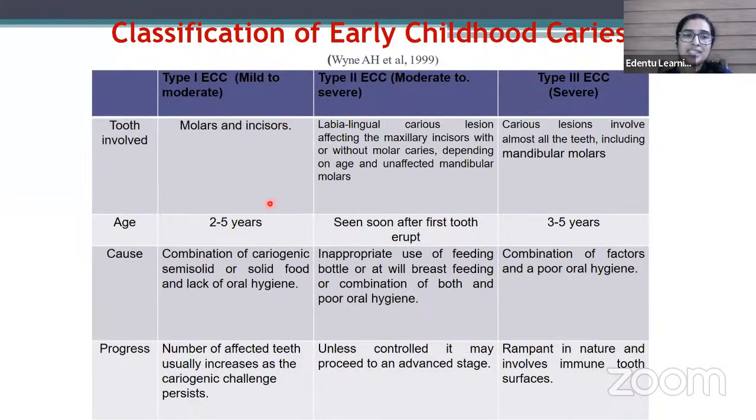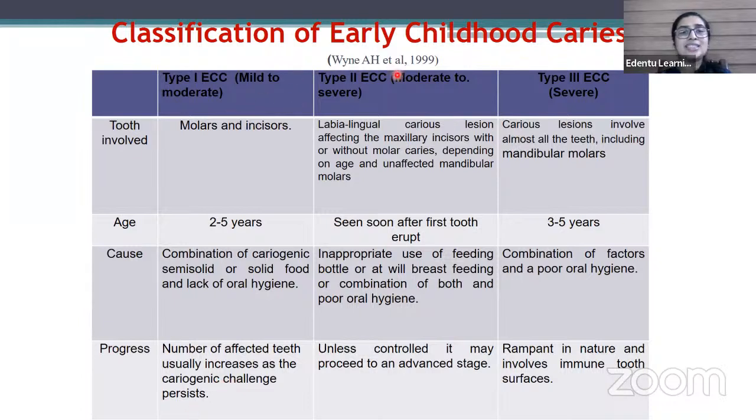Age is 2 to 5 years, and the cause is a combination of cariogenic semi-solid or solid food and a lack of oral hygiene. Talking about the progress of type 1 ECC, the number of affected teeth usually increases as the cariogenic challenge persists.